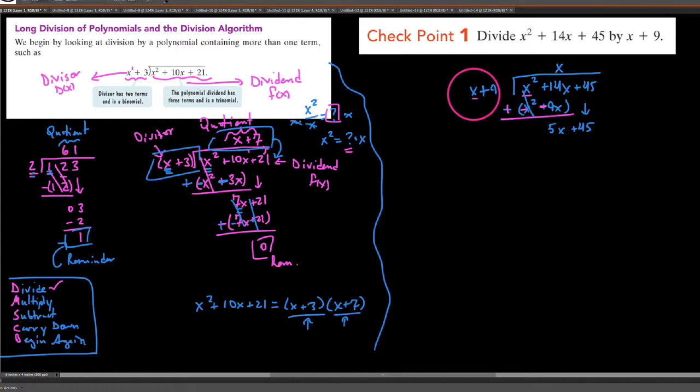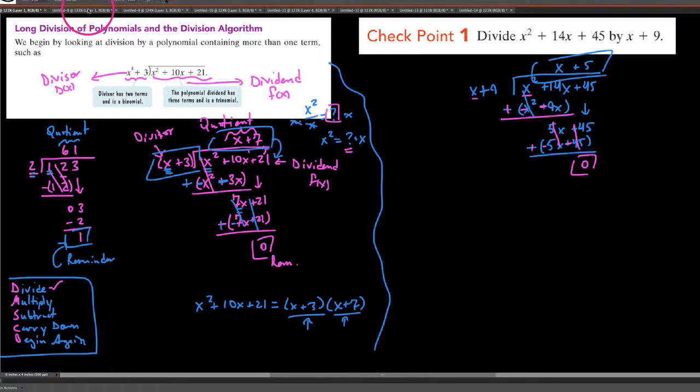Again, we say, what could I take times x to get 5x in this case? We say, well, then 5 would be it. So 5 times x is 5x. 5 times 9 is 45. So we get subtracting all of this. Again, we get adding the opposite, no remainder, which is pretty cool. So we could say that this is our quotient right here.